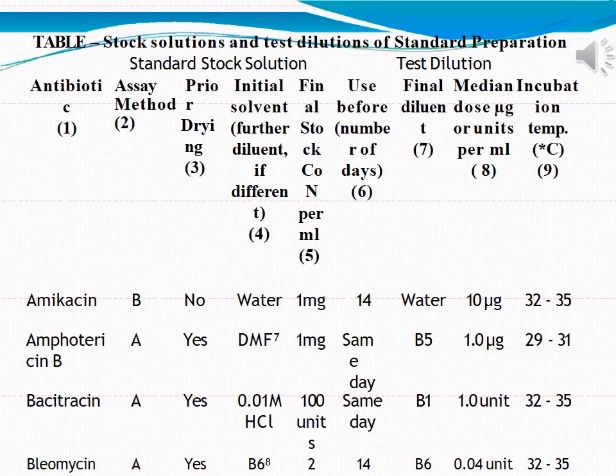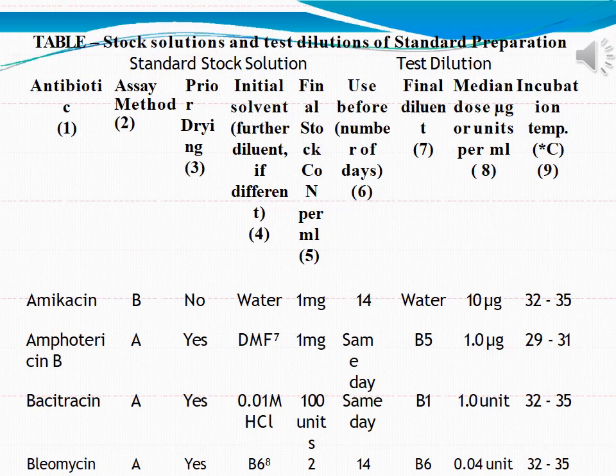Now this slide basically tells you how to make your stock solutions and dilutions of your test solution. So basically these are the antibiotics. In the first column you can see are the antibiotics of which we know the activity. So they are your standard antibiotics such as amic acid, amphotericin B, bacitracin, bleomycin, etc. The second column tells you which method you should use if you are working with that particular antibiotic. So method A is your cup and plate method and method B is your turbidometric method.